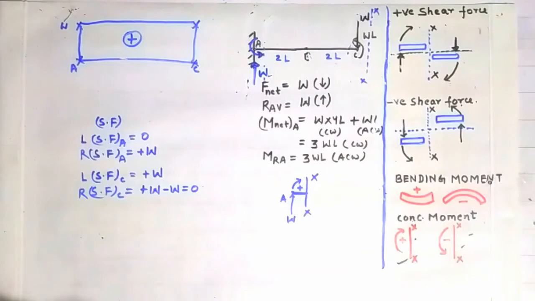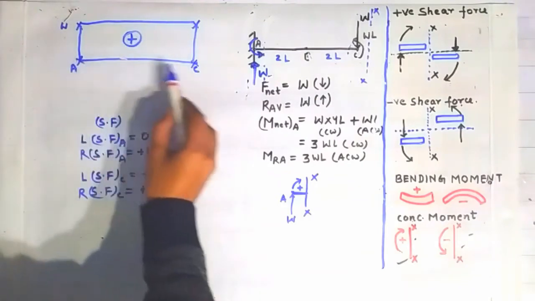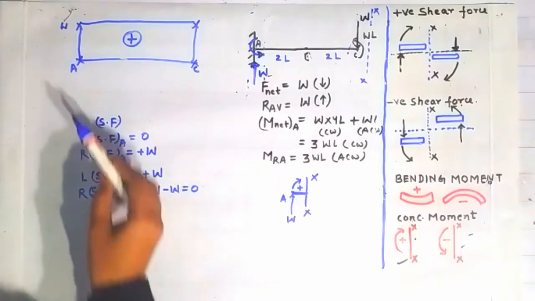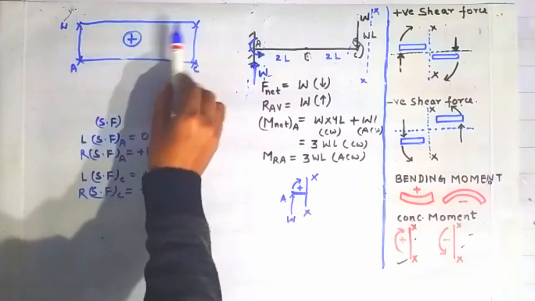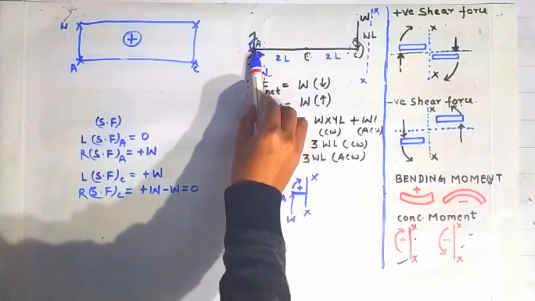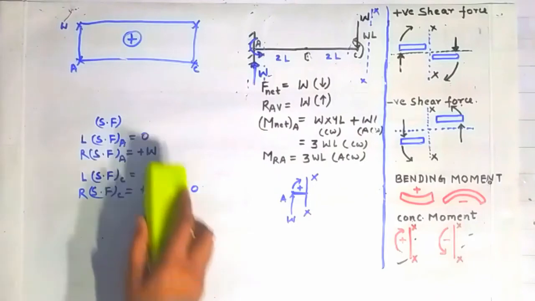So joining the first point with the second, the second to the third, and the third to the fourth, we will get the shear force diagram. We know that above this line AC positive shear force will lie, and below this line AC negative shear force will lie. The shape of this diagram between points A and C is a horizontal line because there is no loading acting between points A and C. So this is the shear force diagram.